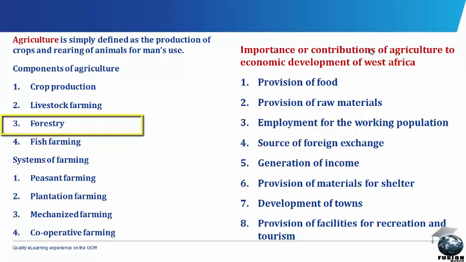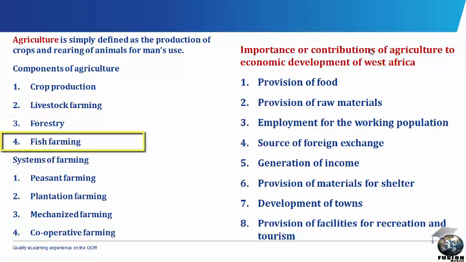Forests are important for the provision of food, fuel, medicinal herbs, employment, wildlife, foreign exchange, timber, and pulp for making paper. Fish farming. Fish farming is the art of rearing selected species of fish under specifically controlled conditions in enclosed bodies of water such as ponds, streams, rivers, oceans, etc.